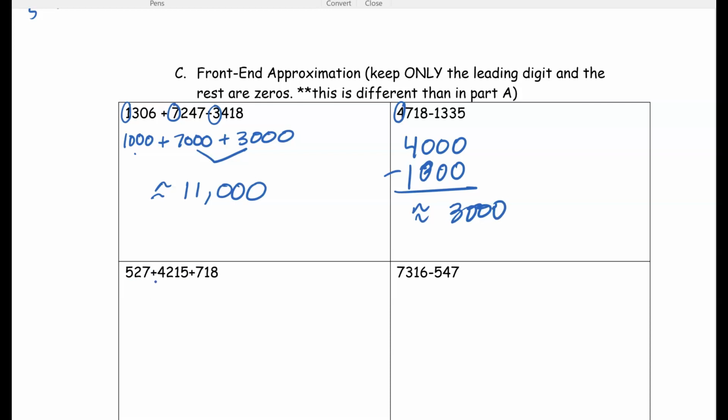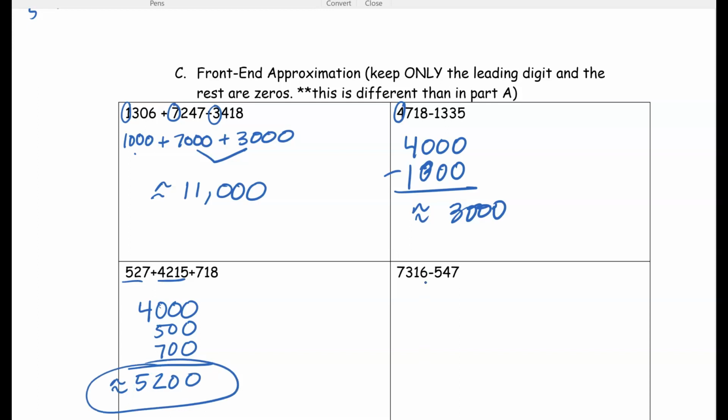And then this one, I'm going to start with the biggest number so I can put them vertically. So we're going to say 4,000 plus 500 plus 700, and I'm going to add those all up. Okay, and then last but not least, we've got 7,000 minus 500 gives us 6,500. All right, so as always, let me know if you have any questions.